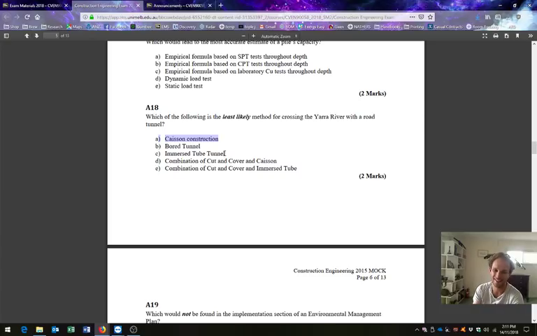I don't really think this question's hard too, which is probably why it's on a mock exam. But an immersed tube tunnel is just not appropriate because we wouldn't be able to float the sections down the Yarra. It'd be too large to float down a shallow waterway. So both C and E are really not appropriate methods in this example. So I don't know, probably C, but it's not a great question.